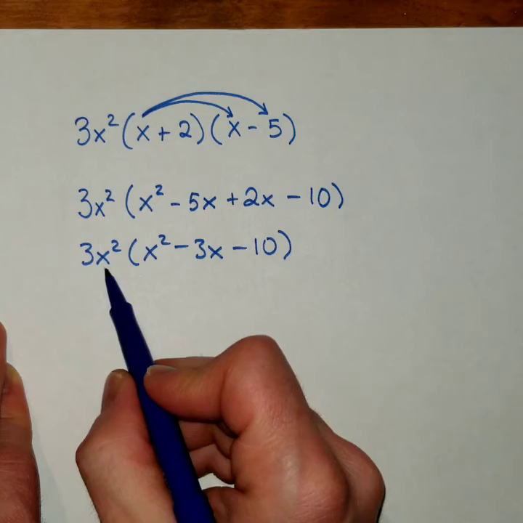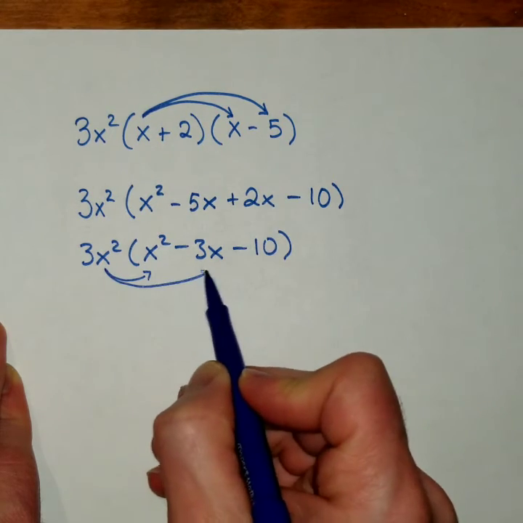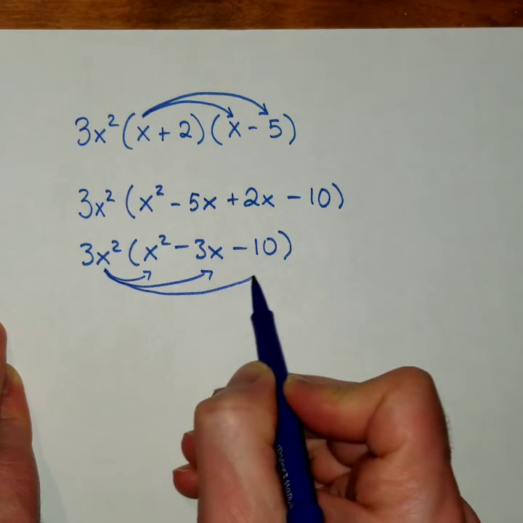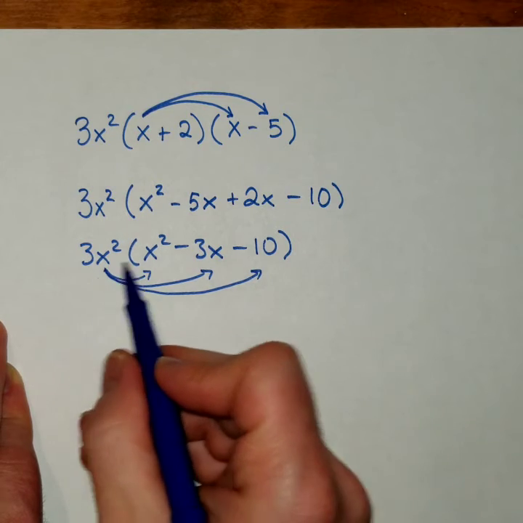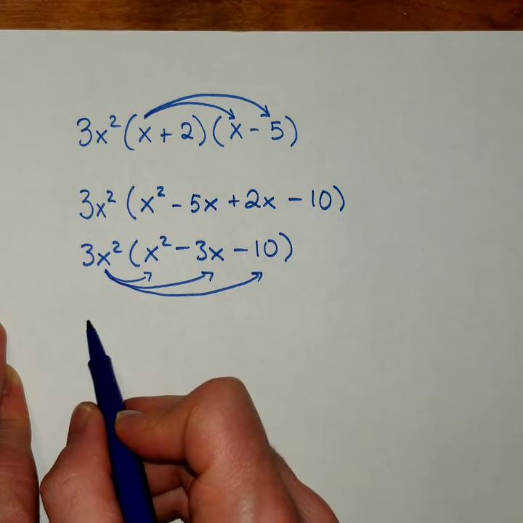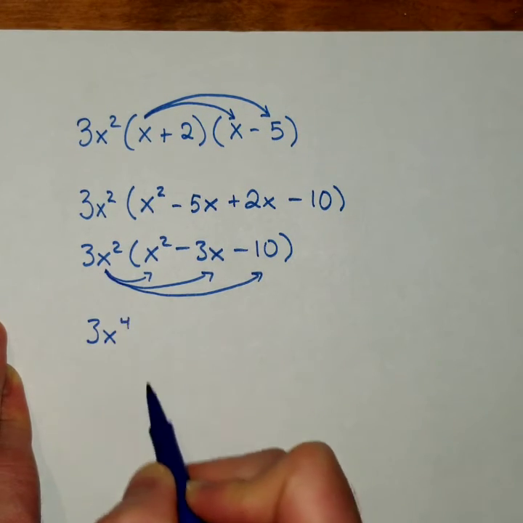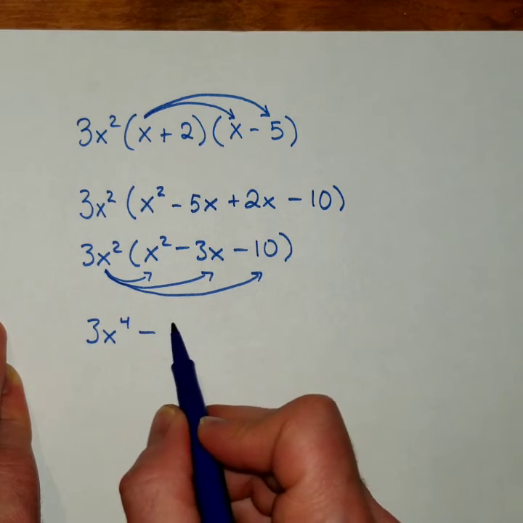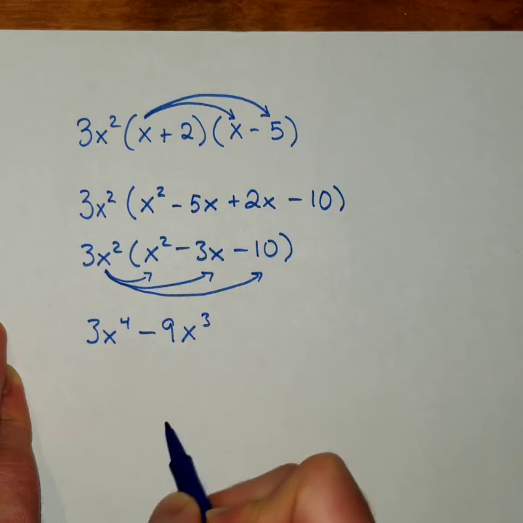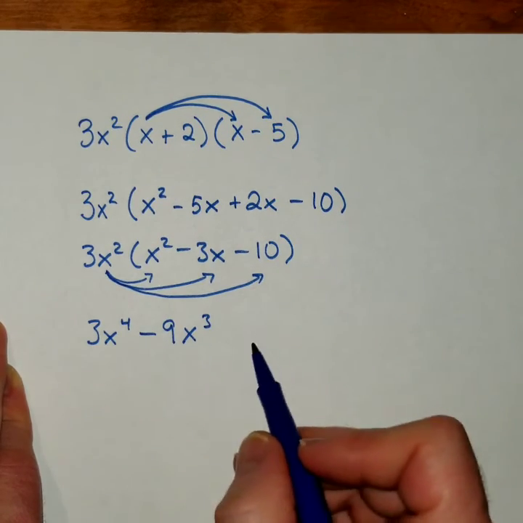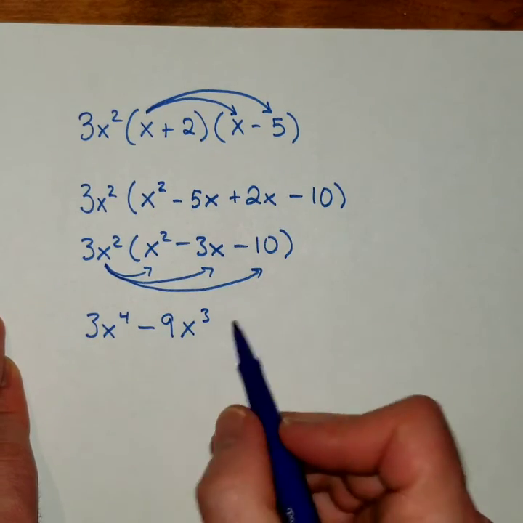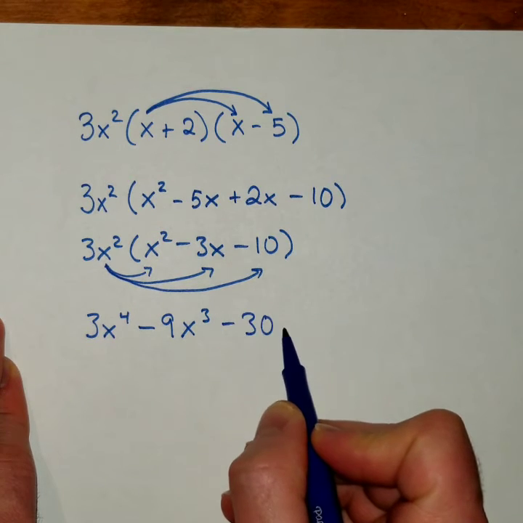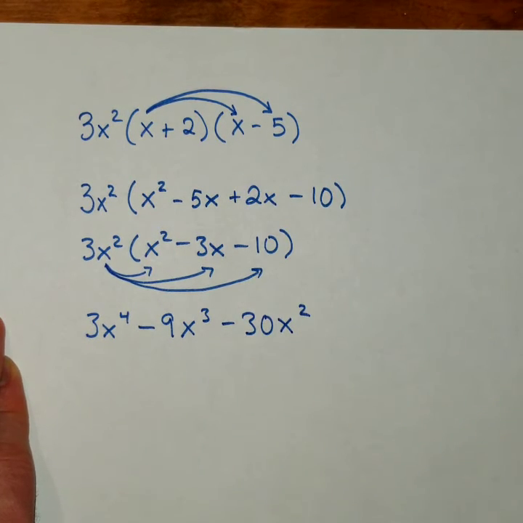And then I'm going to distribute the 3x squared. 3x squared times x squared is 3x to the fourth. 3x squared times negative 3x is negative 9x to the third. And 3x squared times negative 10 is a negative 30x squared. Okay, that's our final polynomial.